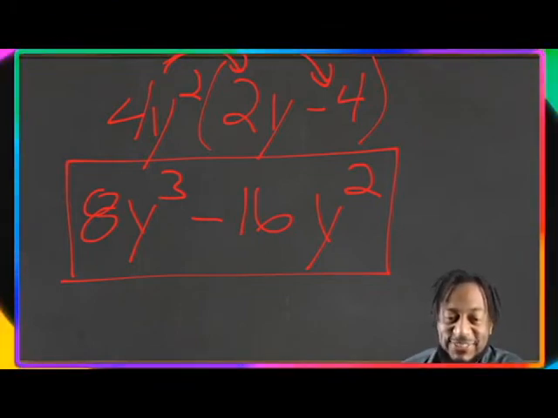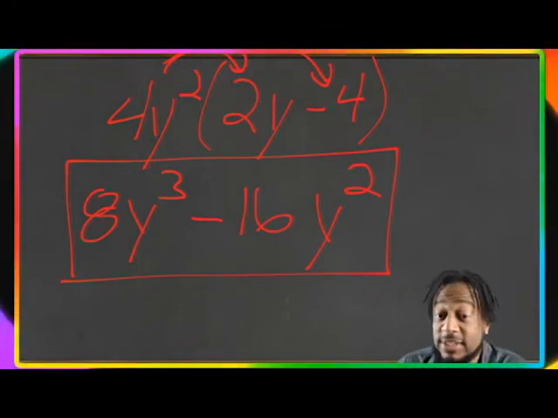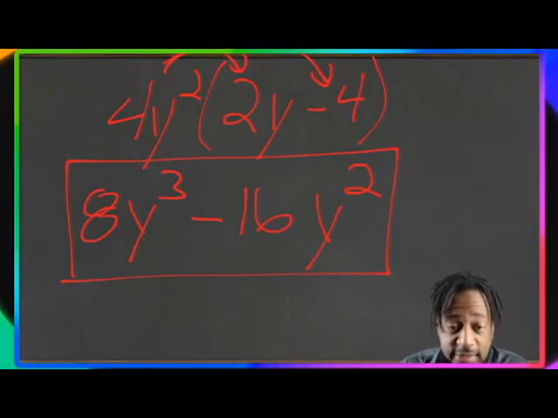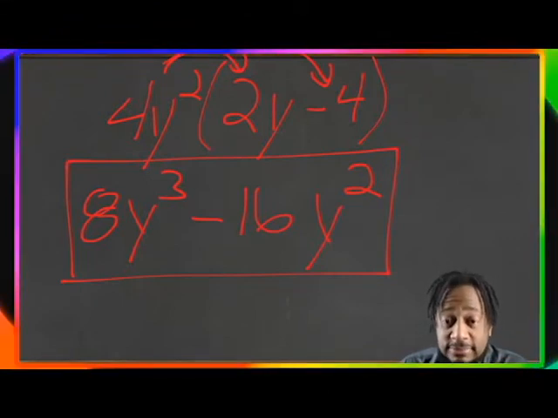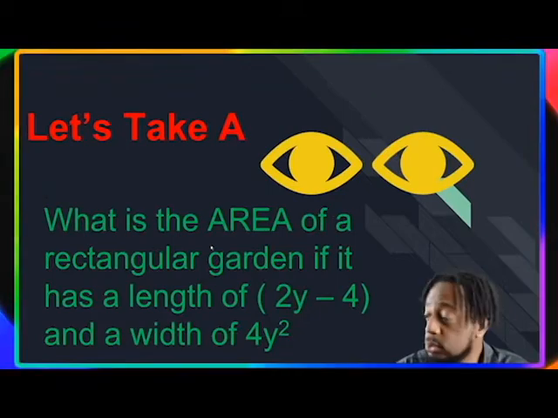All right. So we got it, right? Area is just length times width. So whatever they give you, multiply it together. Okay? Moving along.